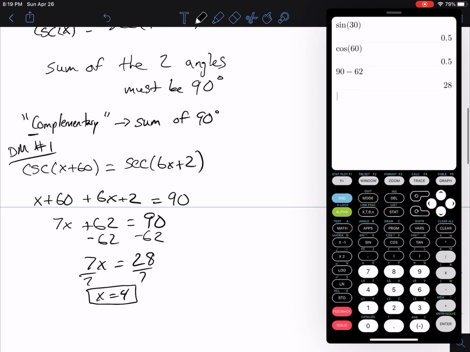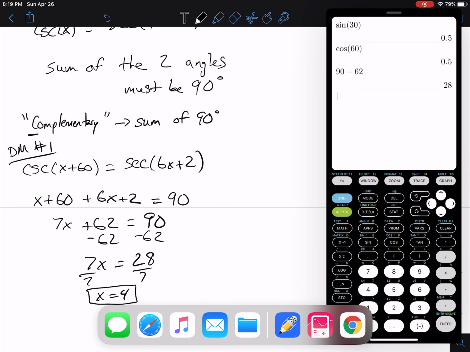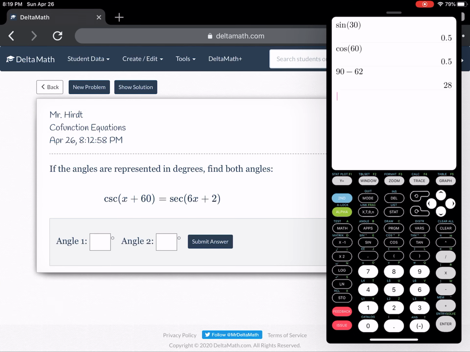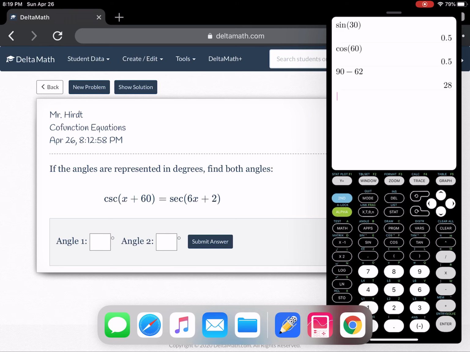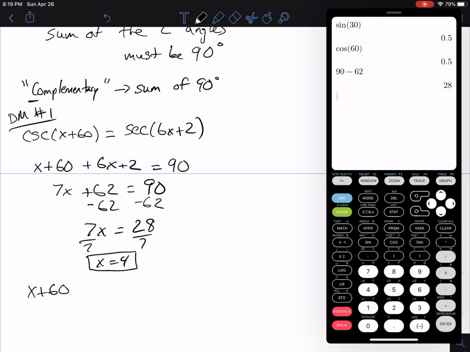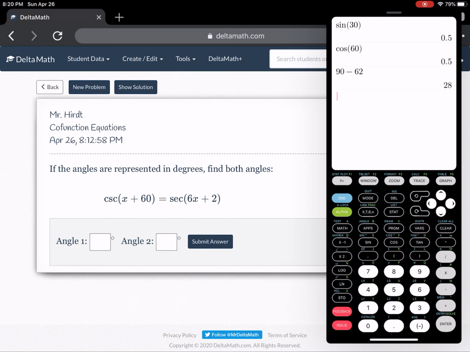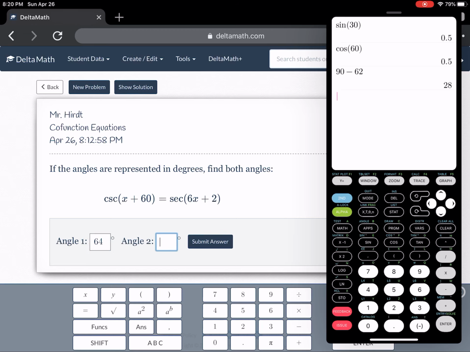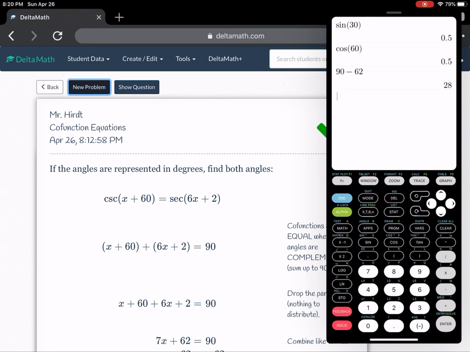That's it. Now, the part that you have to be careful about here, specifically when you look at the DeltaMath questions, is you're asked what are the two angles, meaning you're not being asked what x is equal to, so we're going to have to plug back in. The first one we're plugging back into is x plus 60. The second one is 6x plus 2. We're plugging this 4 in. So this is going to be 64. This is going to be 6 times 4, which is 24, plus 2. We're going to get 26. So 64 and 26. Okay, we got the green arrow. We're good to go. So we can see how those cofunctions work.